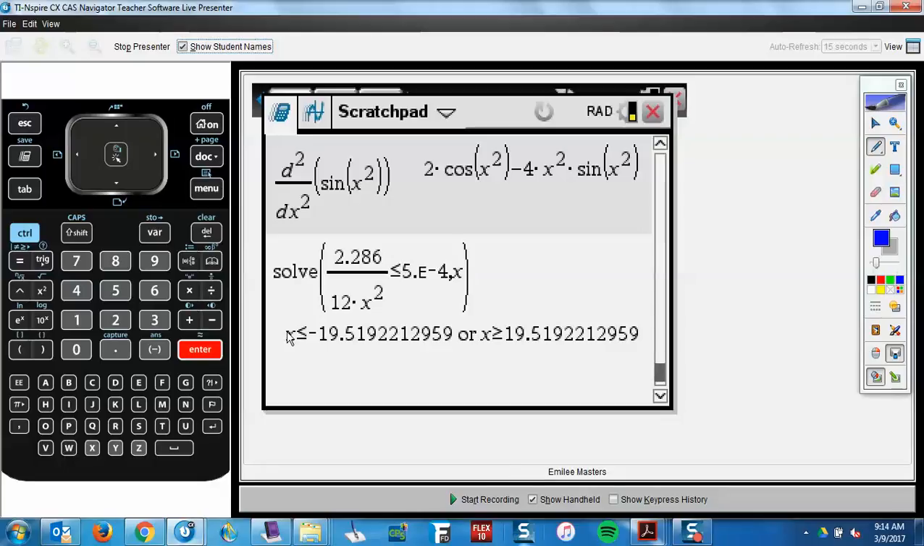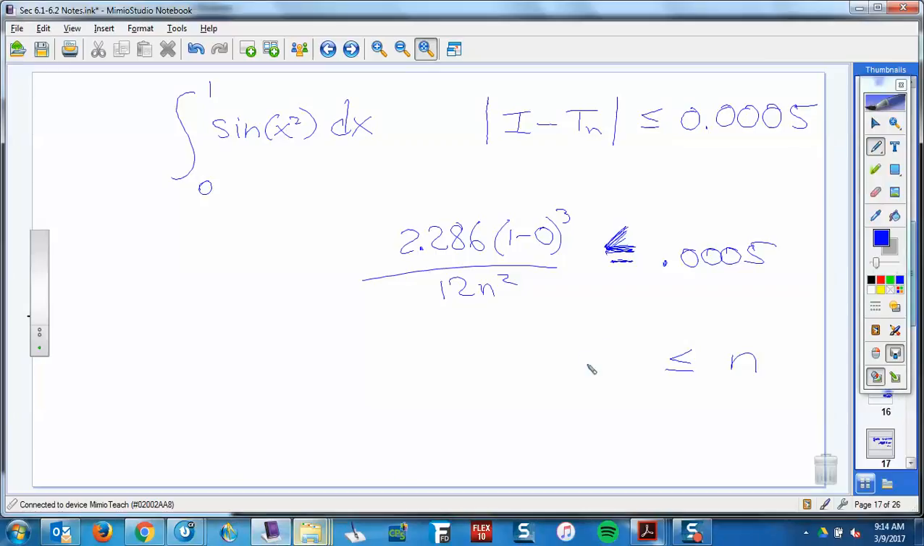Because, again, you go back to this, it says greater than or equal to, but it's got to be a whole number. So we're going to do 19.5 and so on, so you're going to say 20. Or it'd actually be good to say n greater than or equal to 20. Okay, so 20 rectangles would guarantee us 3.